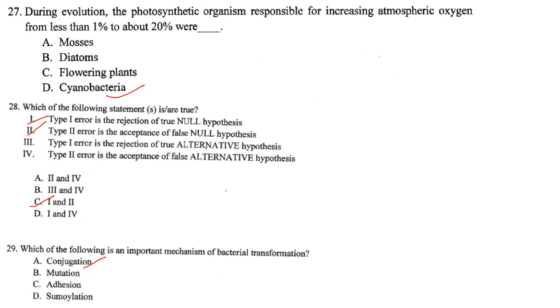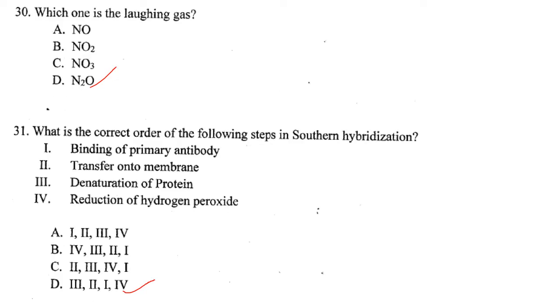Then which of the following is an important mechanism of bacterial transformation? So it is conjugation. Answer is option. Which one is the laughing gas? So it is nitrous oxide, N2O. Answer is option D.